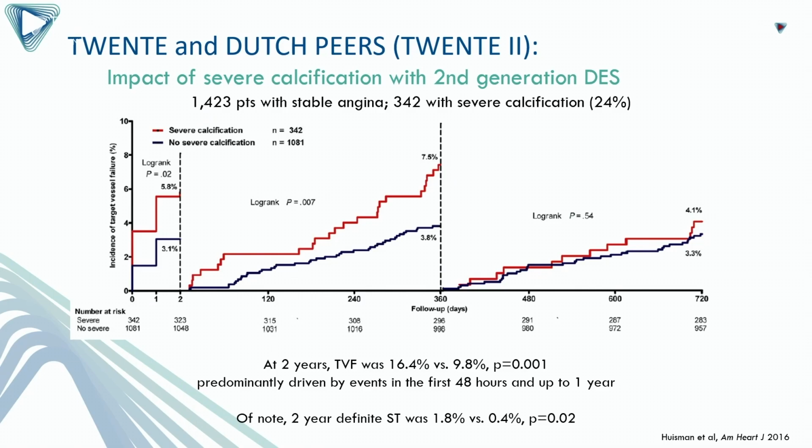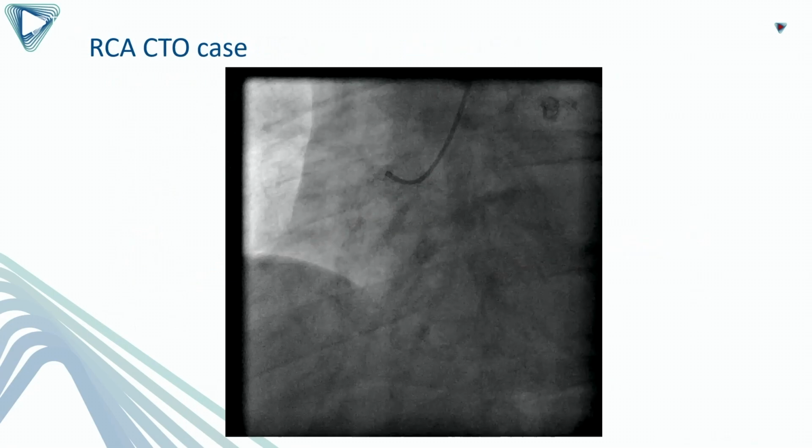Now, this is just one slide. There are several studies on this showing that not only is it a problem with acute complications, but late complications are greater in calcified lesions. Some of the highest rates of restenosis are seen among calcified lesions, and by the way, stent thrombosis is also increased.